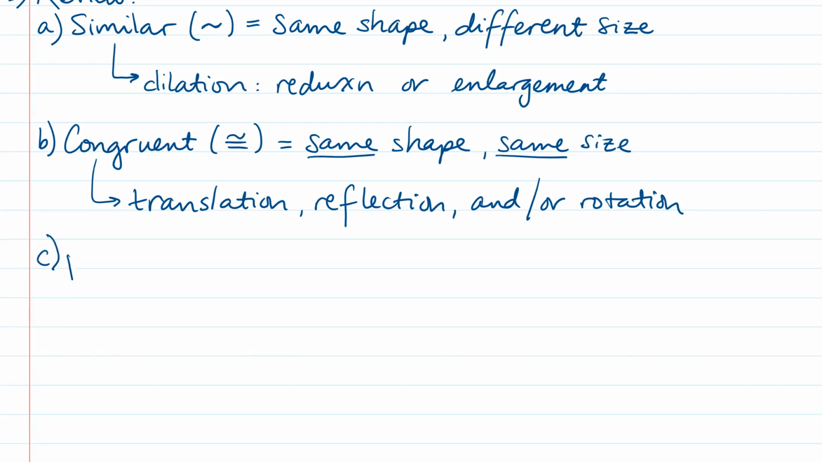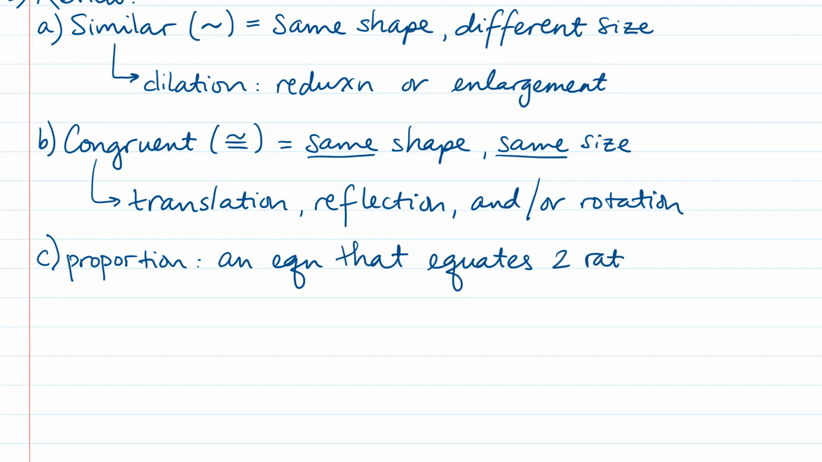We also talked about proportion in our previous lesson. Proportion is basically setting two fractions equal to each other. So it is an equation that equates two ratios, and ratio is just another word for fraction.